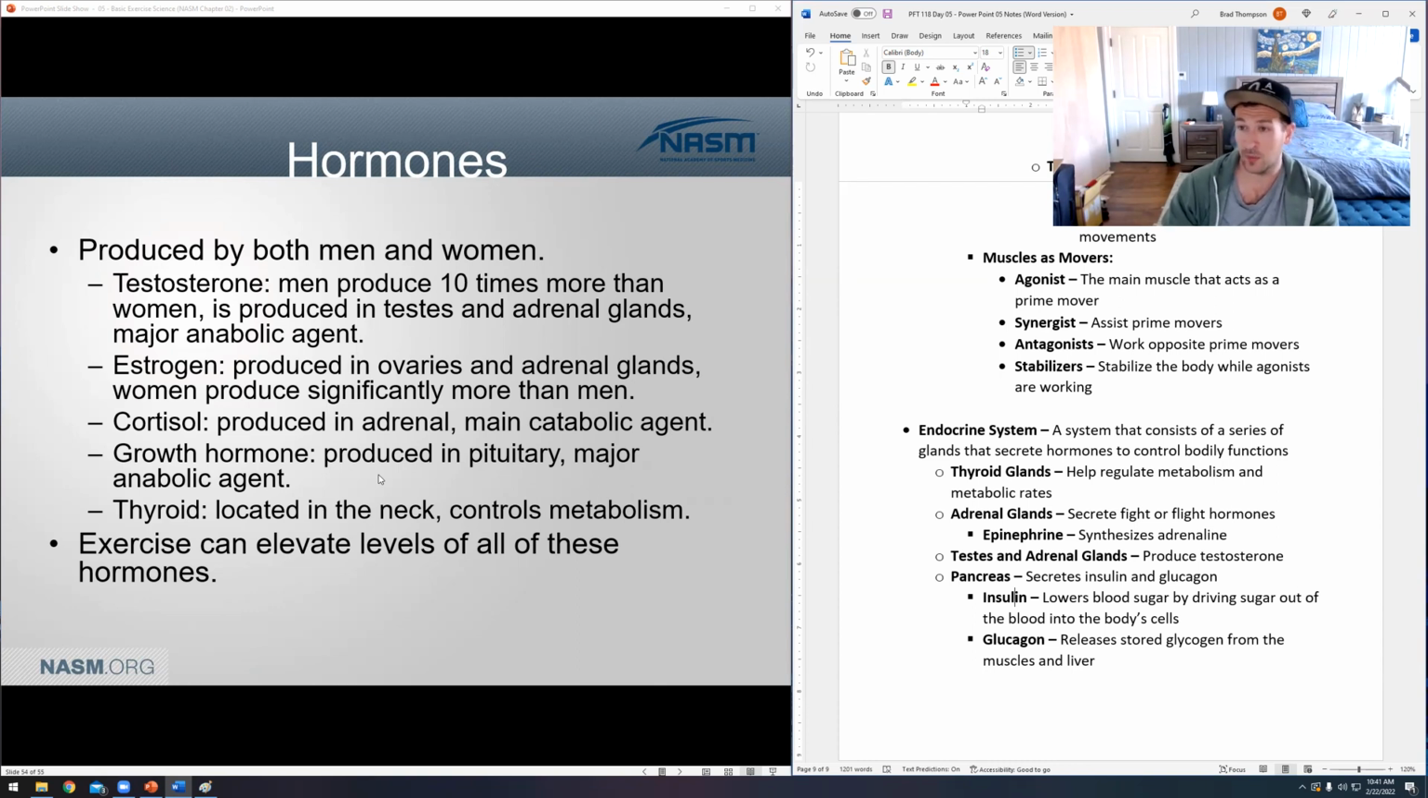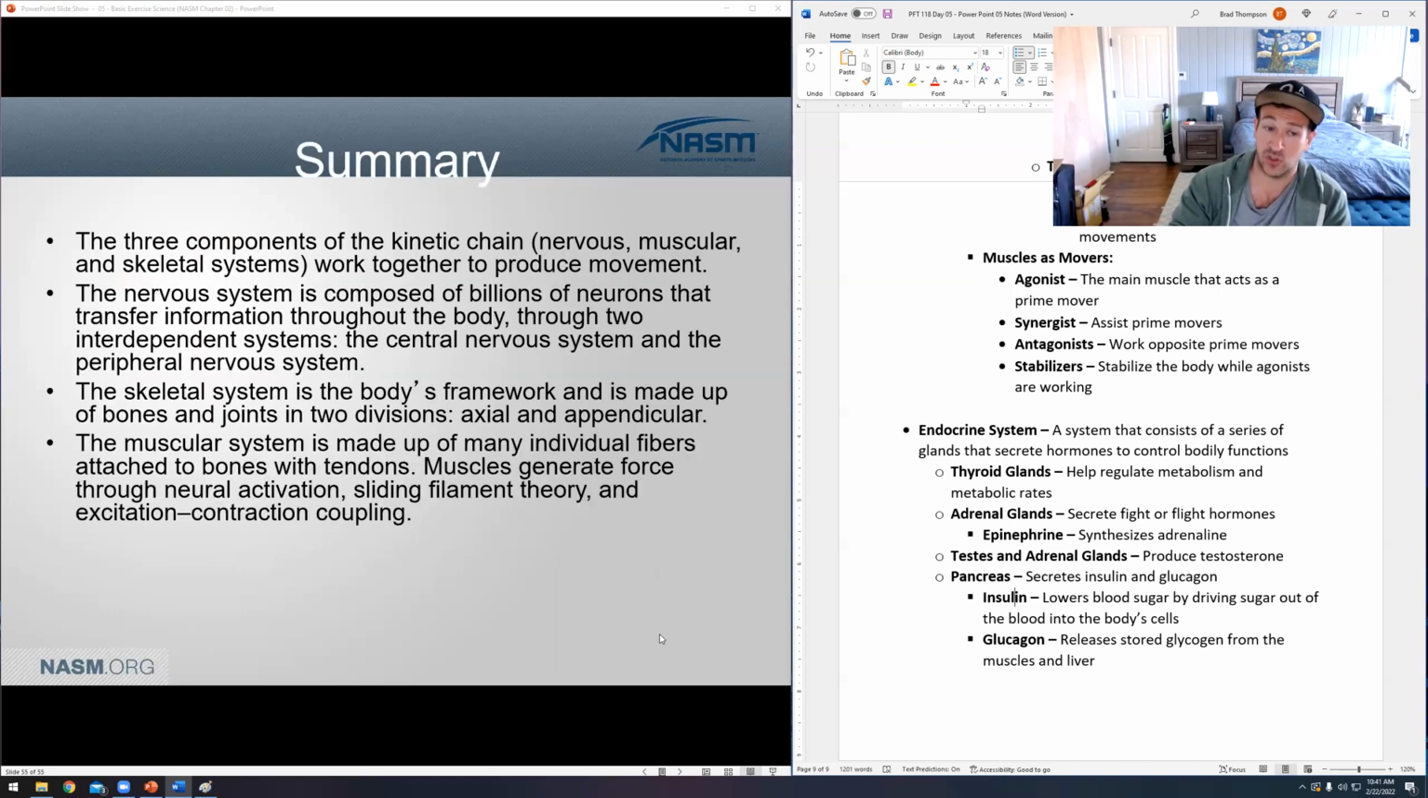We got growth hormone, which is an anabolic agent. Both sexes are going to produce that as well. And then thyroid hormone is going to speed up your metabolism. Exercise, by the way, enhances all of these things, which is really great, but we need to make sure that we do it properly, right?